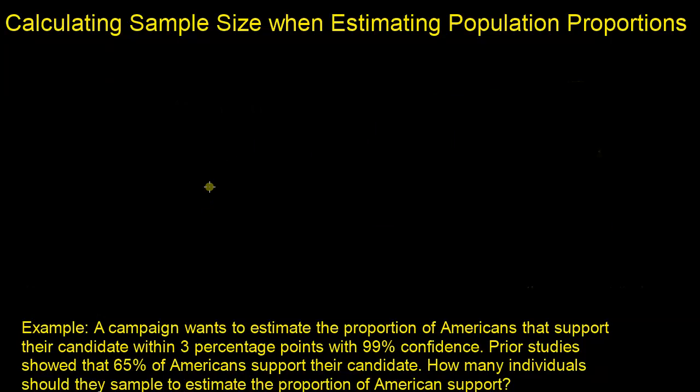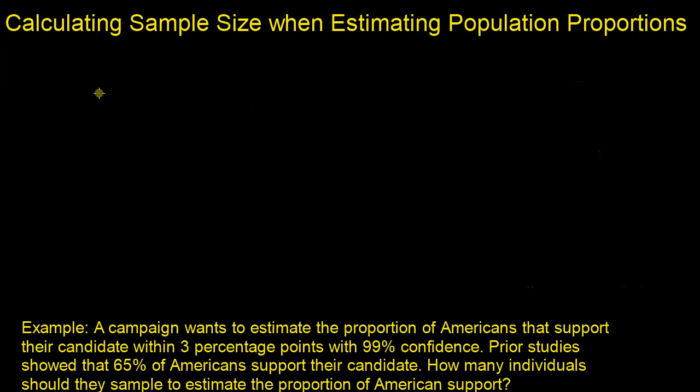In this video, we're going to discuss how to calculate sample size when estimating population proportions. So what's going on here is a situation where we want to collect data to estimate a population proportion, and we want to know how many people we should sample in order to have a certain confidence level and a certain margin of error. So, specific width of a confidence interval, which is what basically margin of error is.